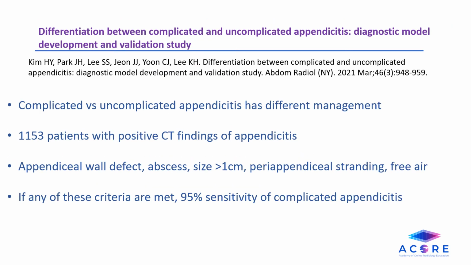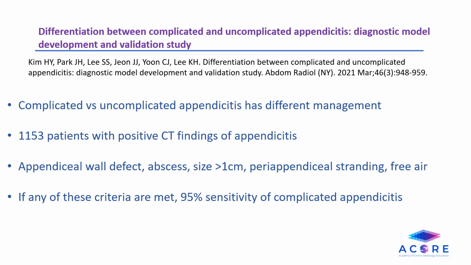This next article from the Journal of Abdominal Radiology is published by a group in South Korea. They performed a retrospective analysis to differentiate complicated from uncomplicated appendicitis, which have different management strategies. Complicated appendicitis typically requires surgical management, while uncomplicated appendicitis may be managed with antibiotics in certain patients.